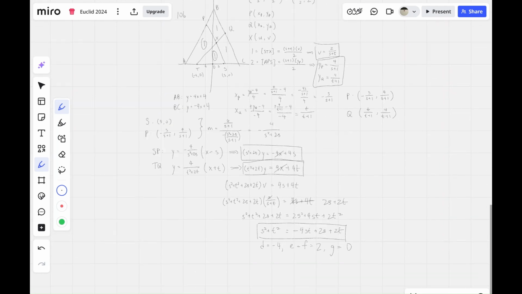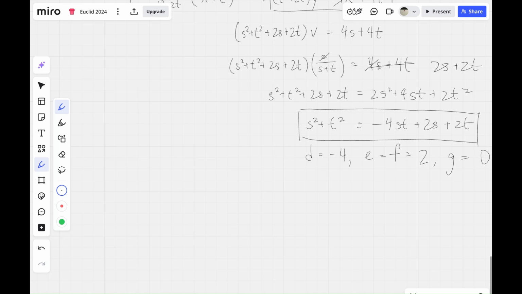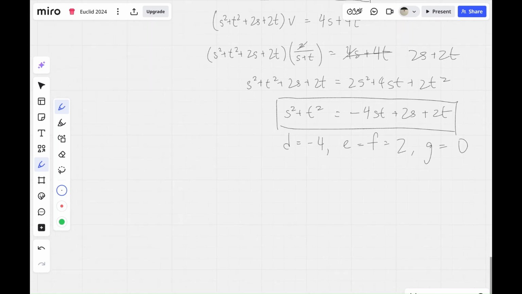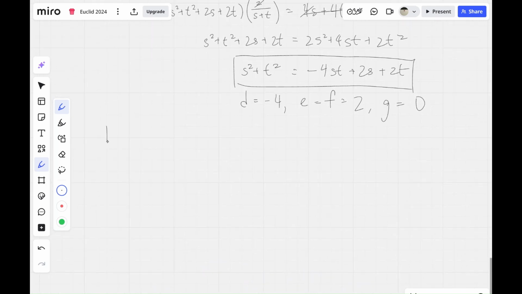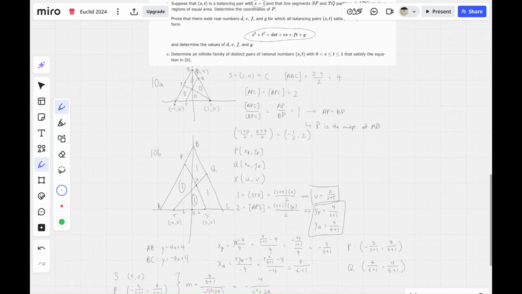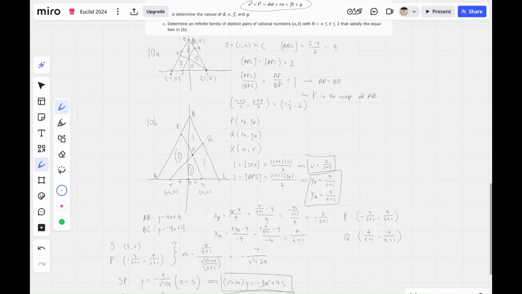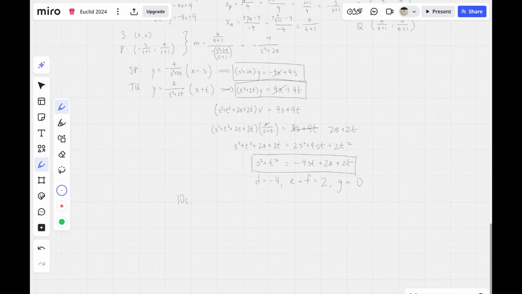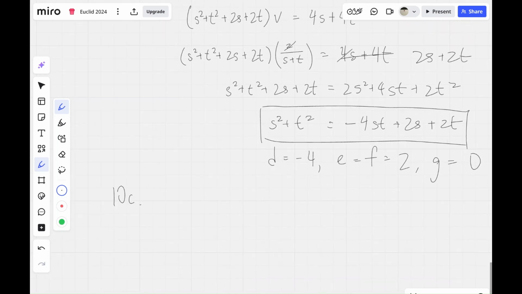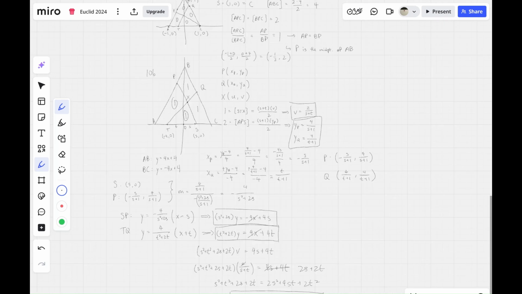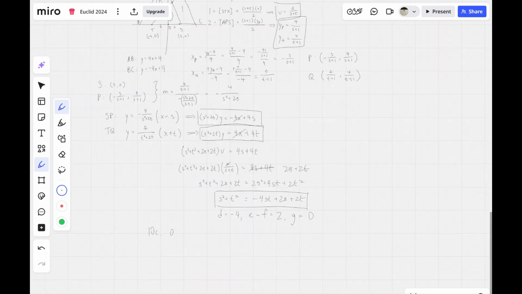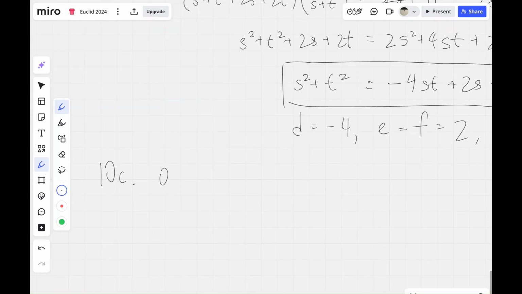Finally, for part 10c, the only thing that matters is this equation that we found. We want to find an infinite family of distinct pairs of rational numbers (s, t) that is a solution to this equation, satisfying the condition 0 is less than s is less than or equal to t is less than or equal to 1.